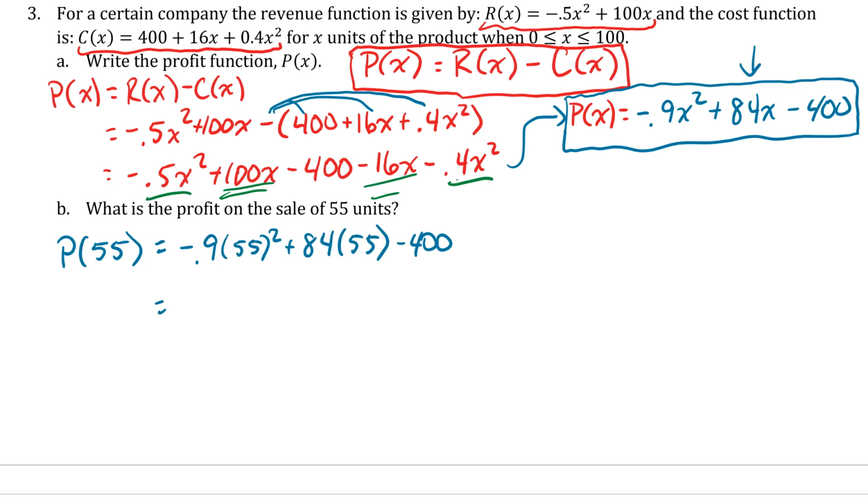All right, now at this point, I highly recommend just putting all of this into your calculator. And if you do that, then you should end up getting 1,497.50. So if you make 55 of these, you make $1,497.50. All right, and that is it for part 1 of this.